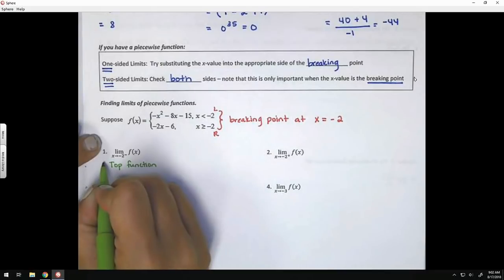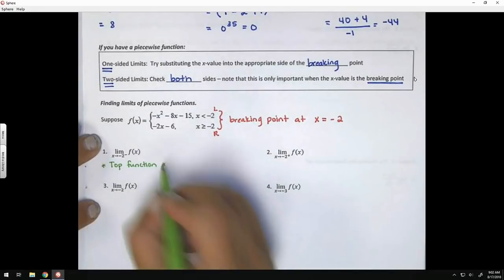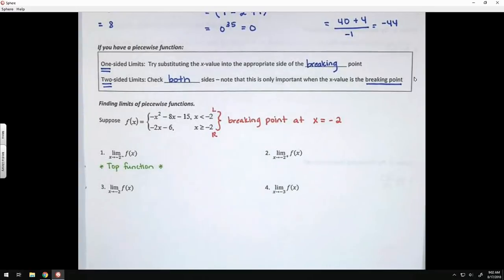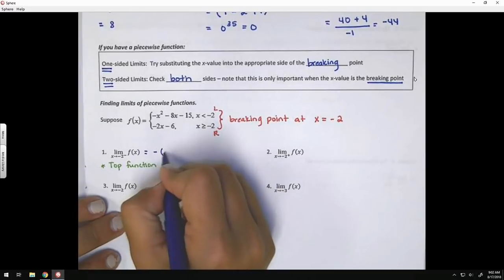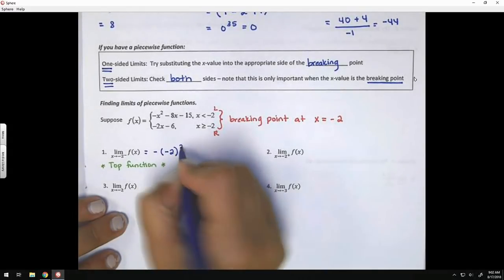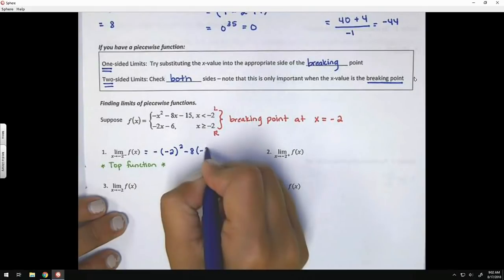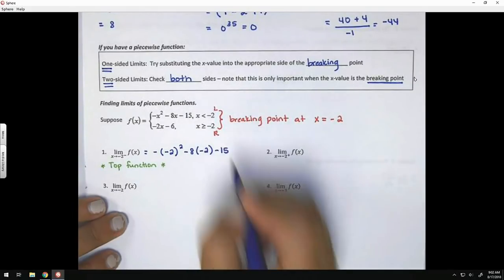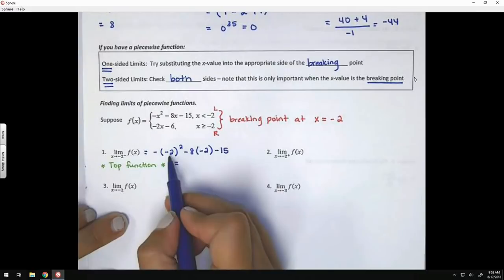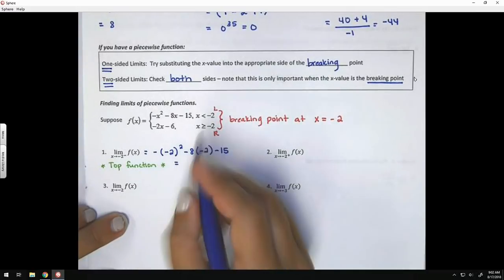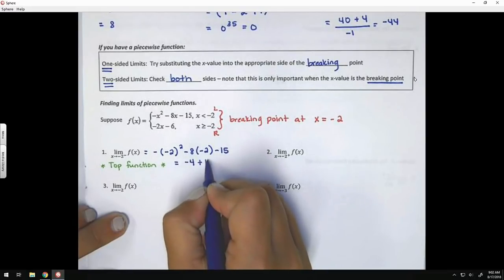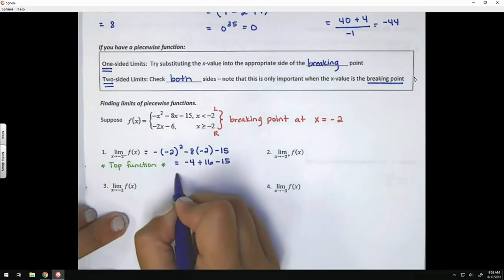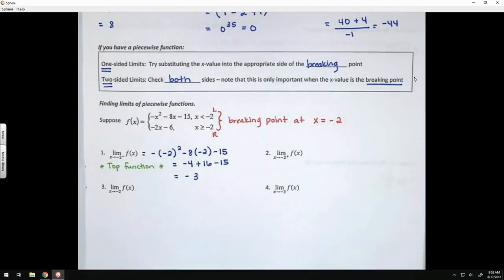Because the top function controls the values that are left of the negative 2. So what I'm going to do is take my negative 2 and plug it into the top function, which means I'm going to have negative and then negative 2 squared minus 8 times negative 2 minus 15. Now when I evaluate that, negative 2 times negative 2 is positive 4. So when I multiply by this other negative, I get negative 4 plus 16 minus 15, which means I get negative 3. So that would be my final answer for the limit as x approaches negative 2 from the left.